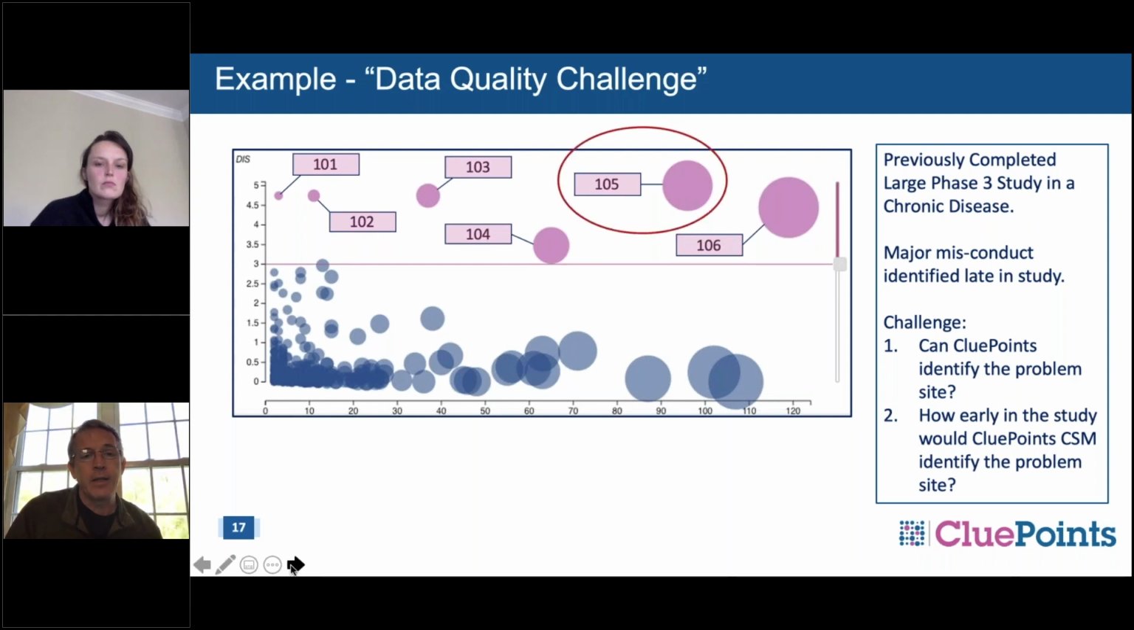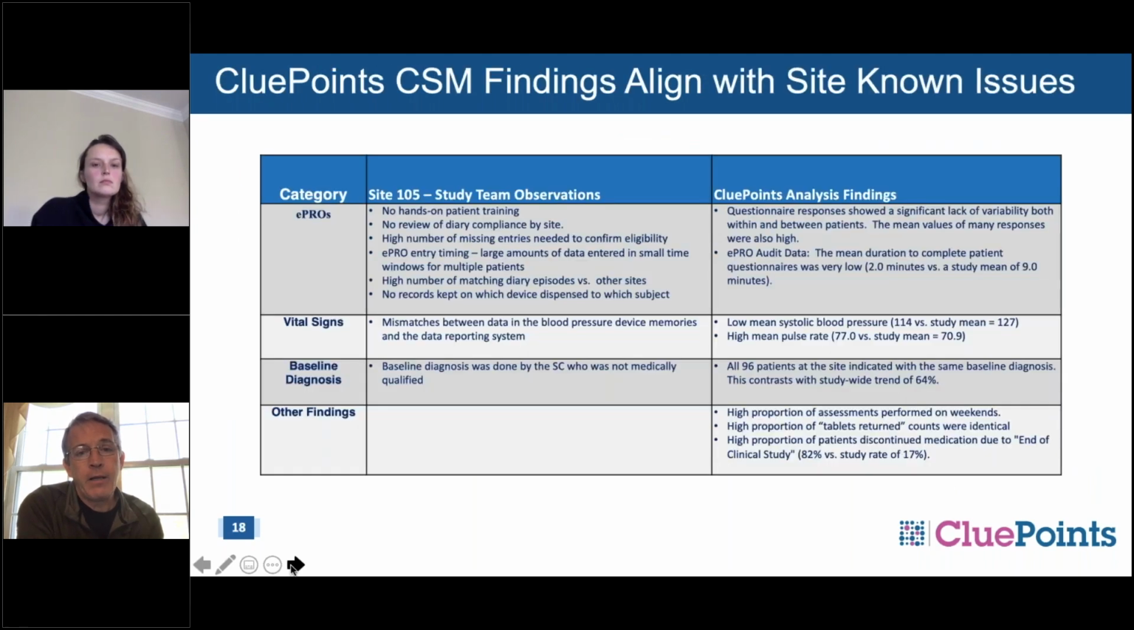And in fact, when we ran CluePoints on this recent exercise, we identified 6 very atypical sites. One of them, one of the highest enrollers, site 105, they revealed to us after we ran the analysis, was the site that had the major known issues that they discovered late in the course of the trial.